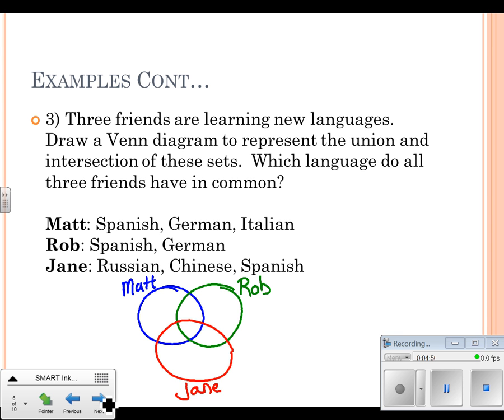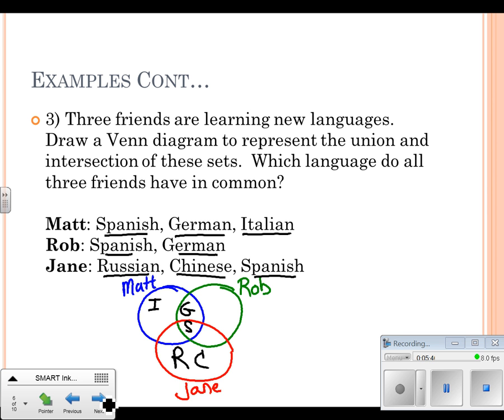Matt speaks Spanish, German, and Italian. Rob speaks Spanish and German. And Jane speaks Russian, Chinese, and Spanish. So I'm going to start with noticing that they all do have Spanish. And so I'm going to put an S here in the middle for Spanish. Matt and Rob both speak German, so that's going to go just between the intersection of Matt and Rob. It looks like Matt is the only one that speaks Italian. Jane looks like she's the only one that speaks Russian and Chinese.